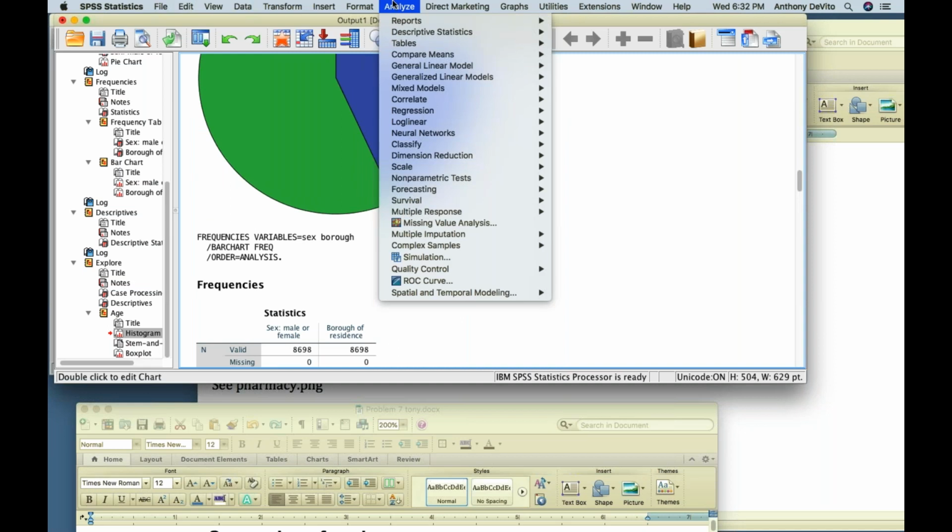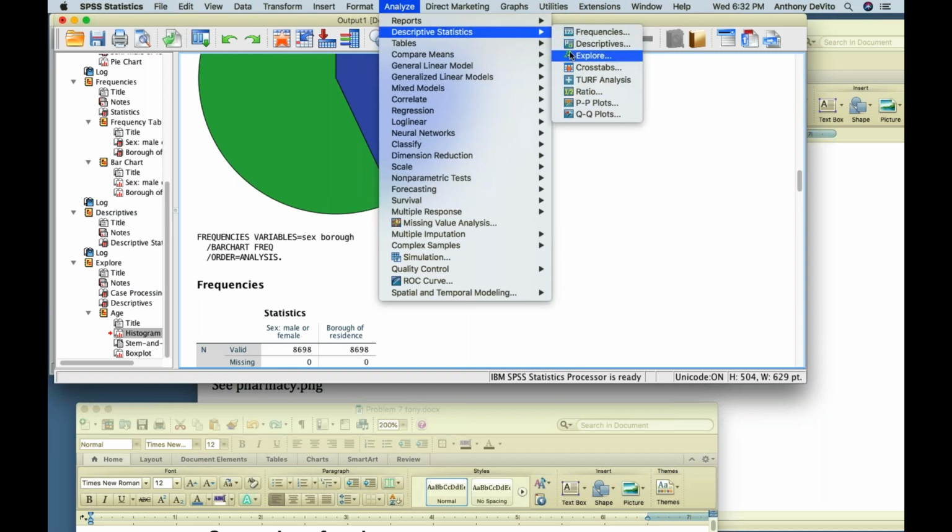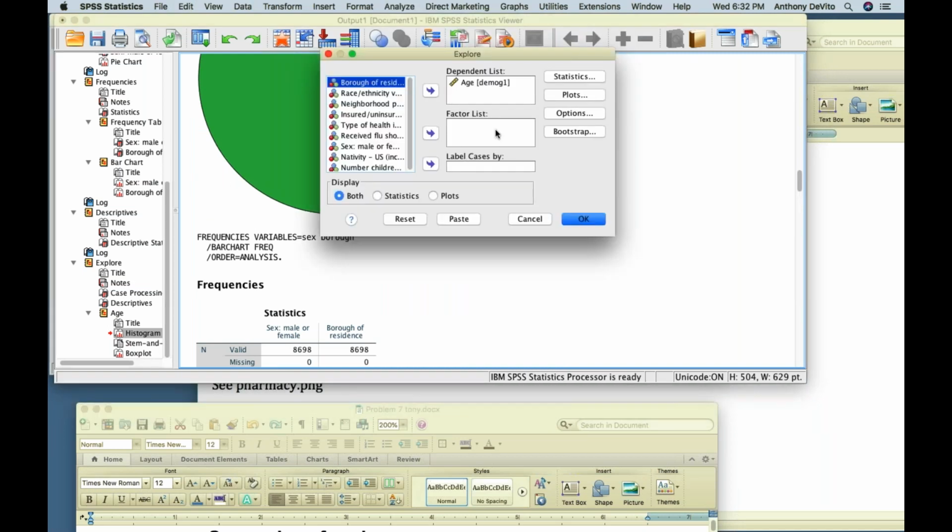Well, when I did this, analyze descriptive statistics and explore, when I did it like that, all it gave me was all of the ages averaged together. It would be nice to be able to break those ages up into two groups, male and female.